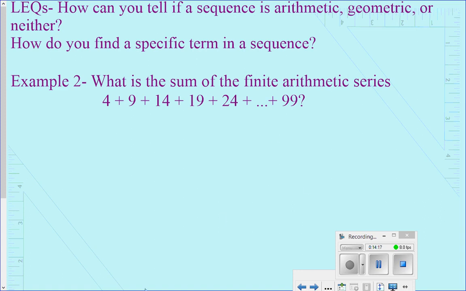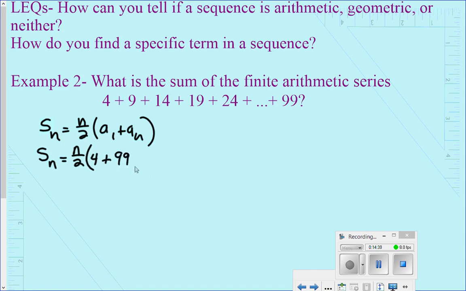So if I know it's finite arithmetic, I'm going to use that same formula again. I'm going to substitute in what I know. So I don't know what n is. Don't know how many terms there are. So I can't substitute that in yet. I do know the first term.